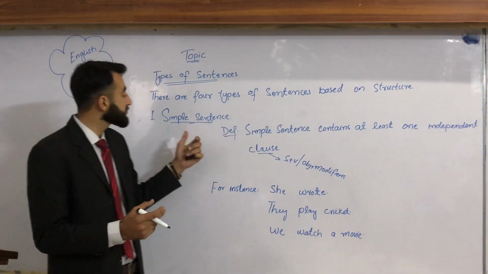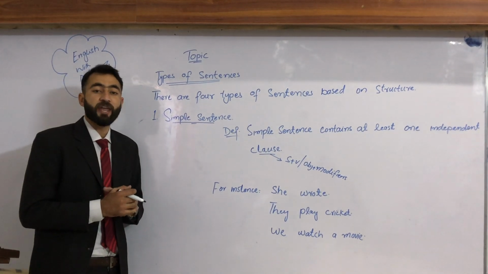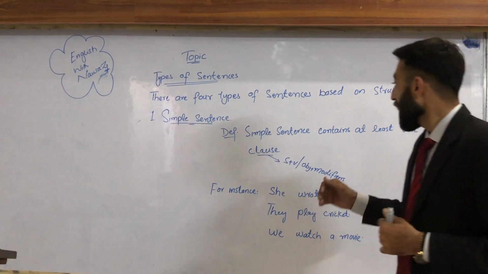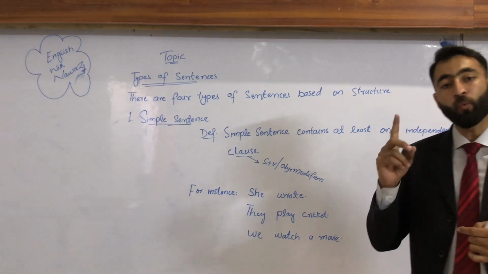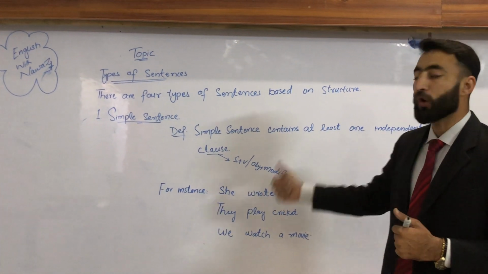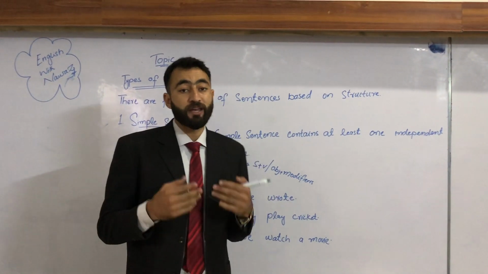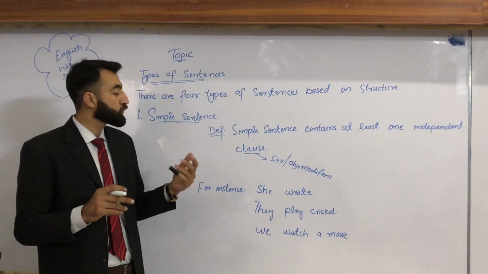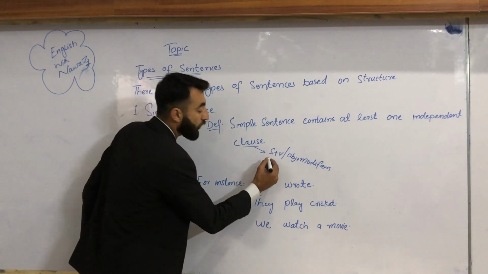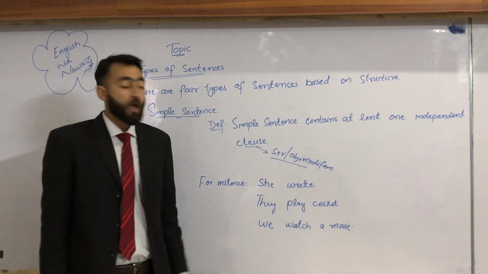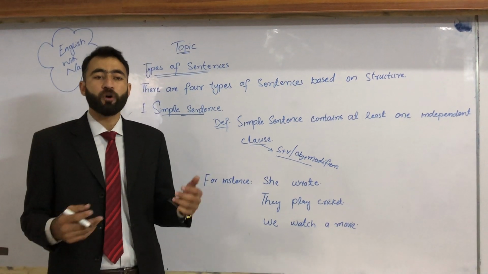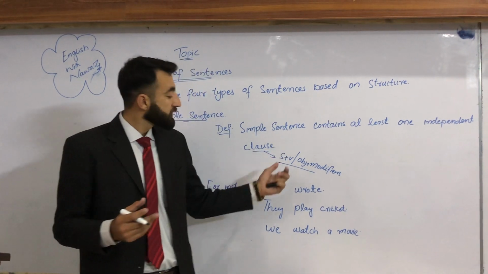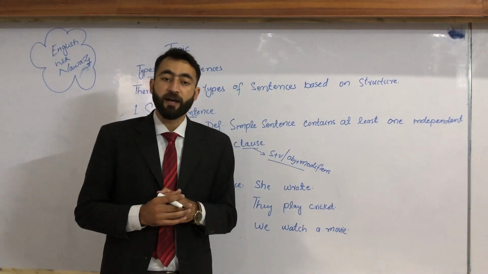So the first is simple sentence. What is a simple sentence and how do we define it? A simple sentence is a sentence that contains at least one independent clause. Here I talk about clause. You must keep one idea in your mind, that a clause is the combination of subject and verb. Objects or modifiers are always there, but we do not have any concern with the object or modifiers in a clause.